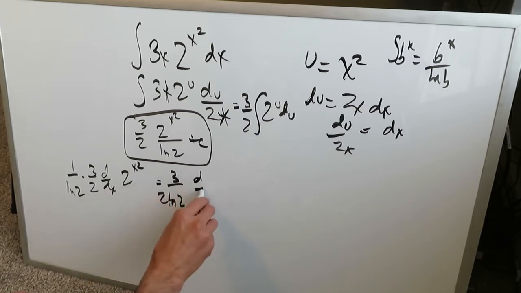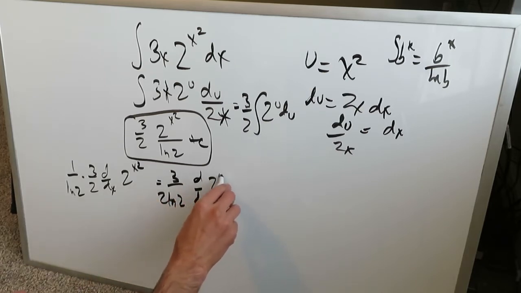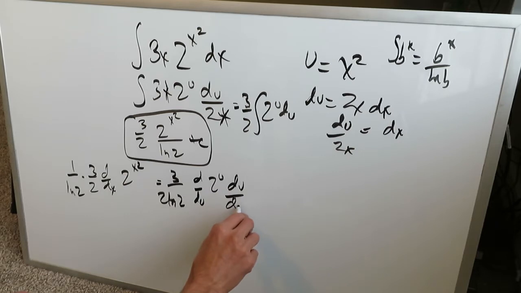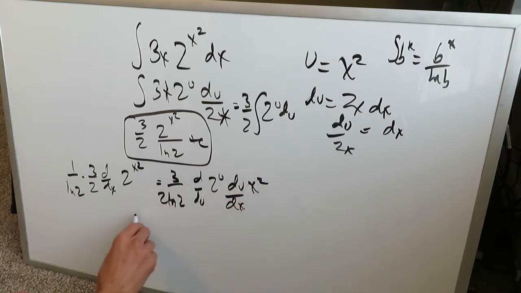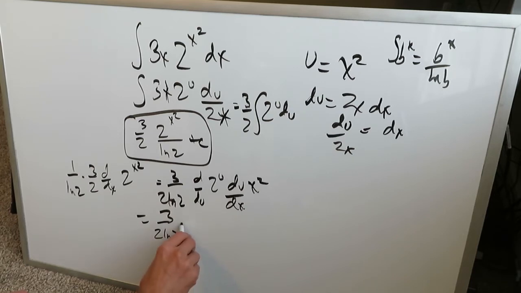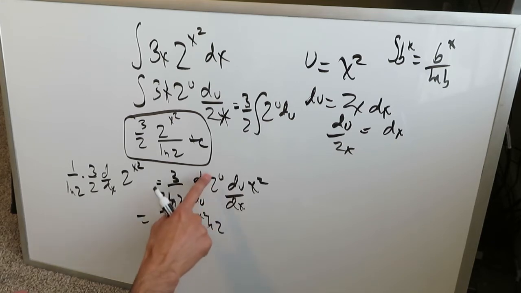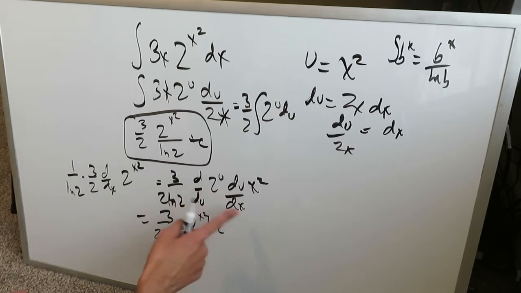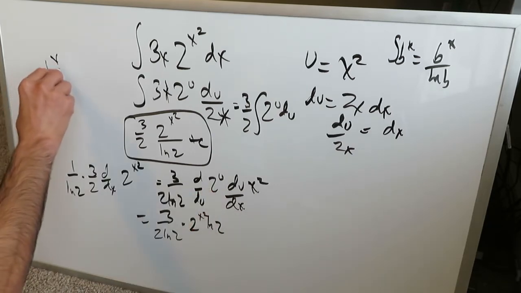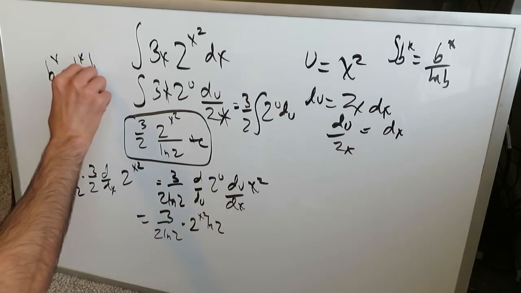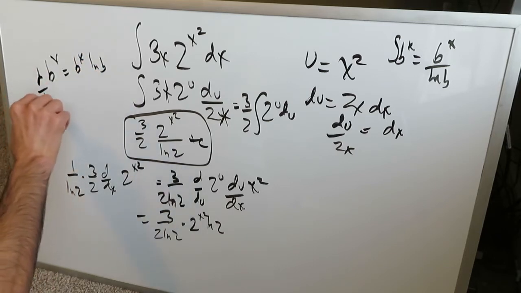You'll have the derivative with respect to u, where you have a 2 to the u, and du with respect to dx, where you'll have x squared. When you play all of this out, you have 3 over 2 natural log 2 multiplied by the derivative of 2 to the u, which will be 2 to the u natural log 2, with u being x squared. The derivative of this is always 2 to the u times natural log 2. The derivative of b to the x is always b to the x natural log b, if you're doing the derivative of something which looks like that.